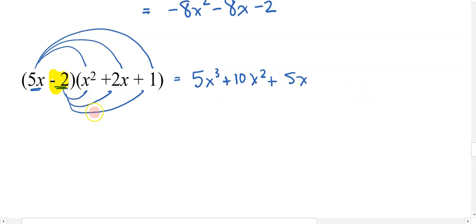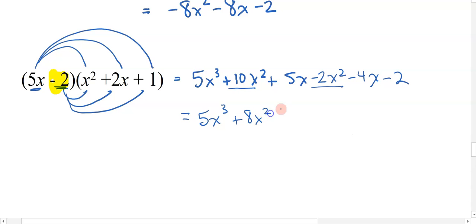Same thing with the distributive law. Don't rewrite those brackets. And so now I go negative 2 times x squared, negative 2 times negative 2 squared, negative 2 times 1. Now I'm going to collect like terms. The 5x cubed, that's the only one. I have 2 of those, so I'm going to get positive 8x squared, and then I'm going to collect those ones. 5 and negative 4 is 1, so I'm just going to write x and then negative 2.